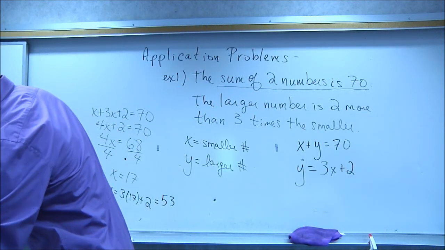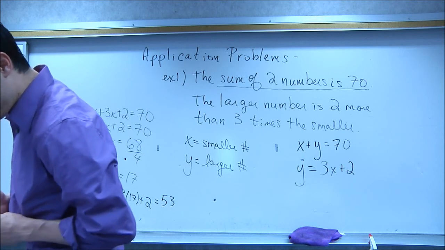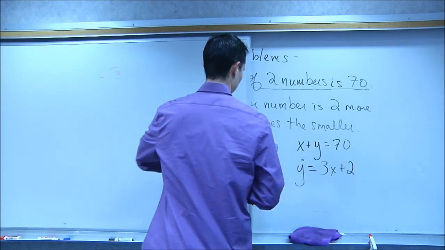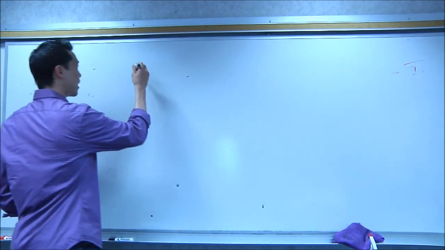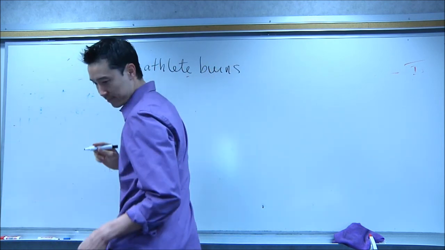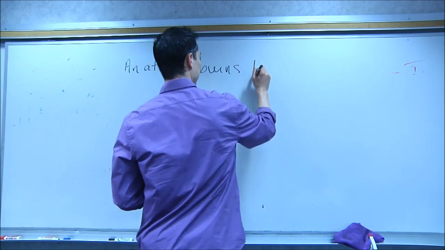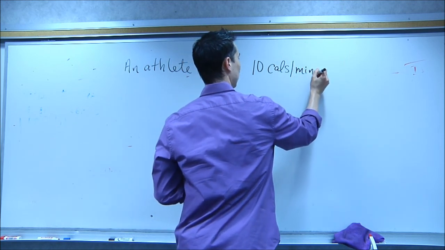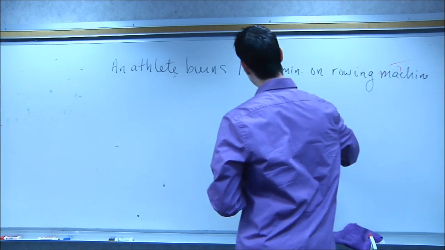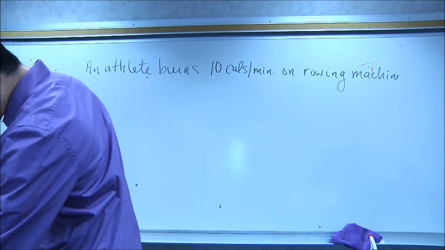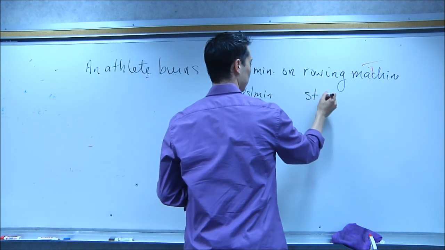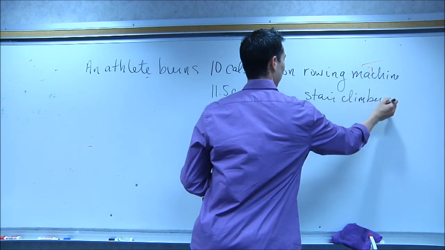All right, let's try another one. During strenuous exercise, an athlete can burn 10 calories per minute on a rowing machine and 11.5 calories per minute on a stair climber. Okay. So let's see here. An athlete burns 10 calories per minute on a rowing machine. And 11 and a half calories per minute on a stair climber. All right.